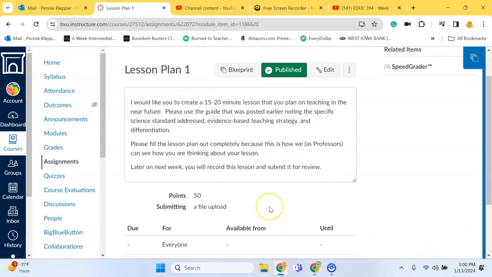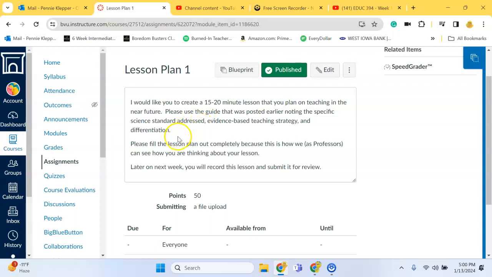And right here is lesson plan 1. For this, you're going to create a lesson that'll last 15 to 20 minutes, and you're going to be using this lesson plan once again. Later on in the course, there's going to be a second submission.